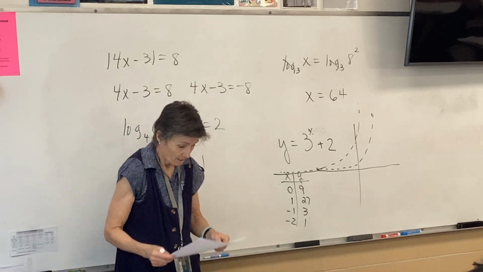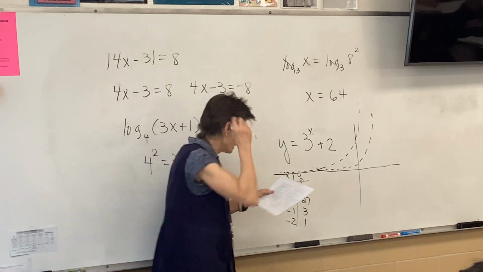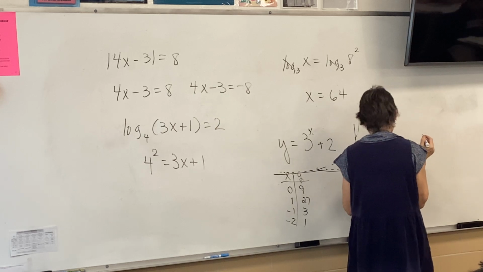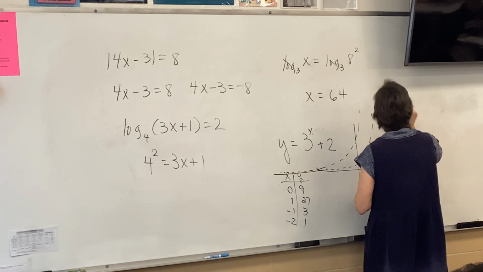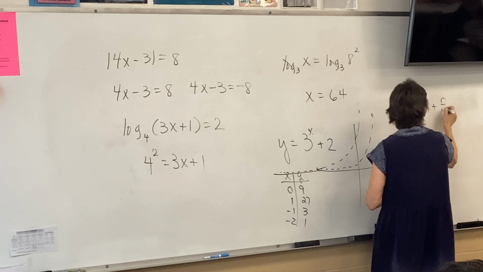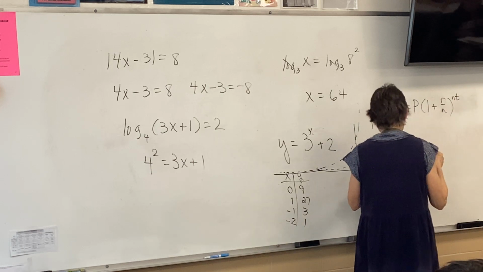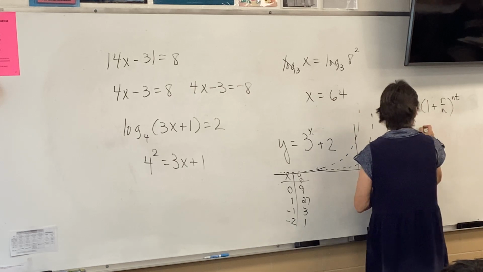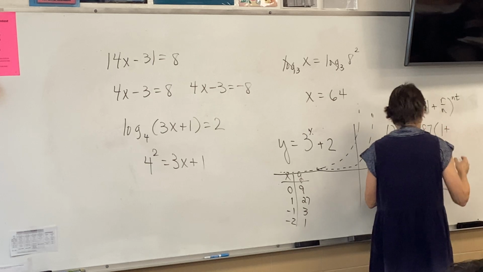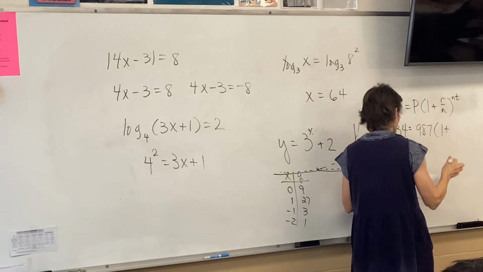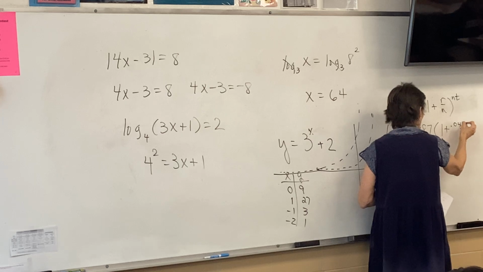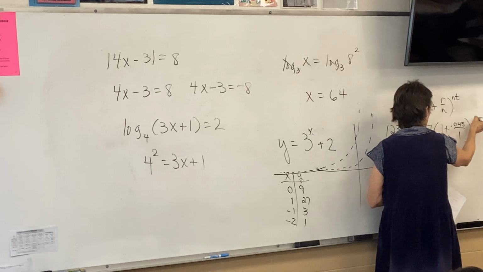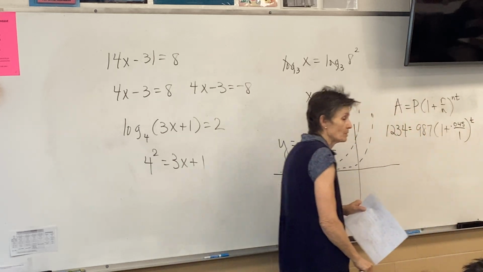27. Alright, I need a formula for this, which one is it? Is it PERT or the other one? The other one. That's compound interest. So I wanna end up with 1234. I wanna start with 987, times 1 plus my interest rate, 0.045, over 1, annually is 1, and I wanna know how long it's going to take.